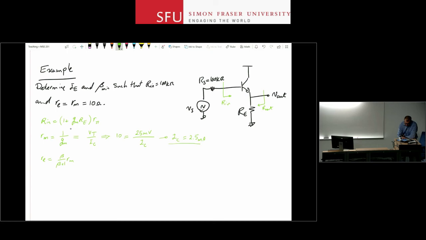And then from that, I can go and find the value of GM. So I have a value for R in, 100 kilo ohms, which is equal to 1 plus GM times RE. GM for 2.5 milliamps is going to be IC over VT, so 2.5 milliamps over 25 millivolts. What was the value of RE in this case? RE is 1 kilo. So this was given.